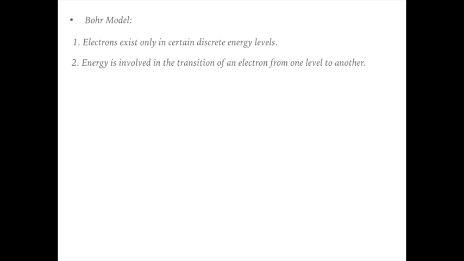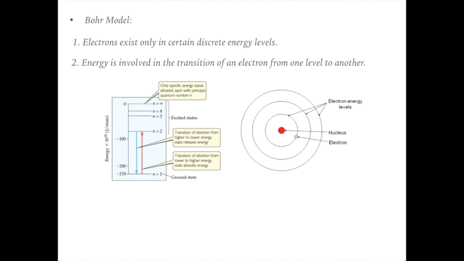The second thing that the Bohr model states is that energy is involved in the transition of an electron from one energy level to another. So if you look here, if an electron moves from the first energy level, the n=1 represents the first circle around that nucleus, and it jumps to a higher energy level, in order to make that transition, the electron must absorb energy. Now, that energy is absorbed and we don't actually see anything.